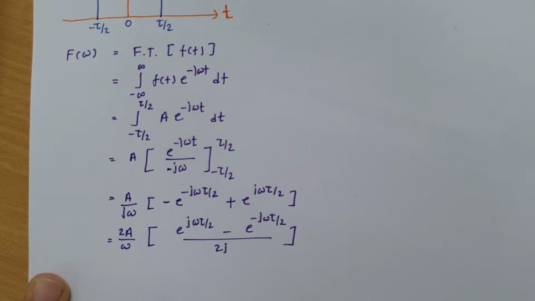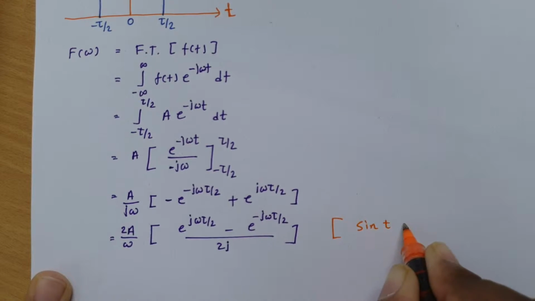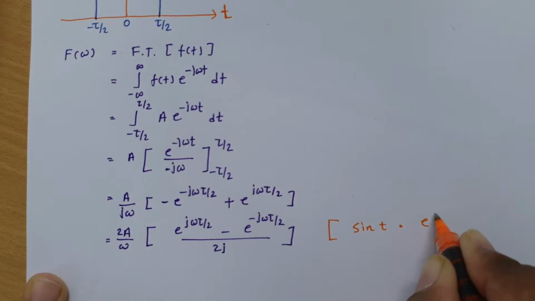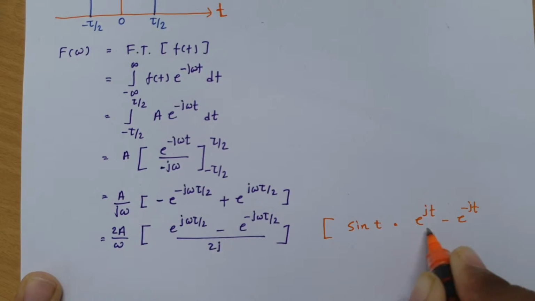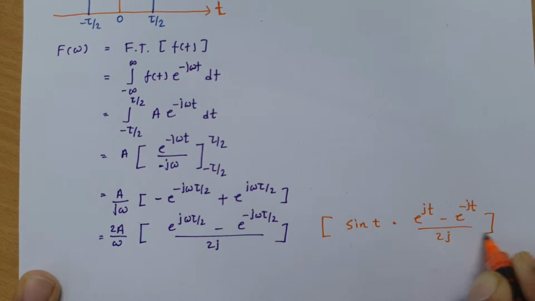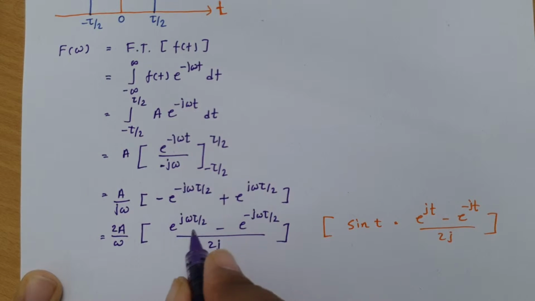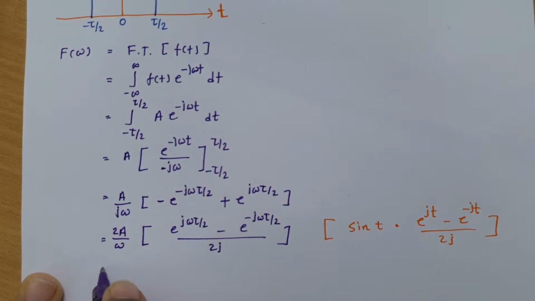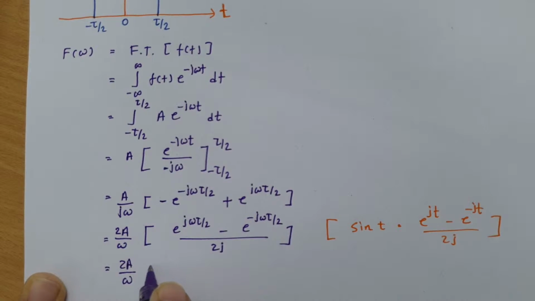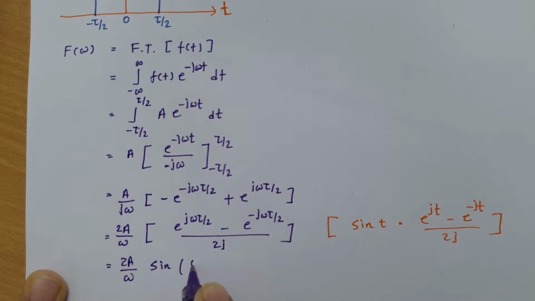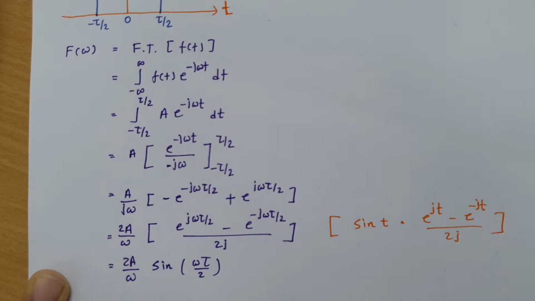So instead of this we can say this is sine of omega τ/2. See, basic formula of sine function, that is sine t is equal to e to the power jt minus e to the power minus jt divided by 2j. So as per this basic formula, we can say this is sine omega τ/2. So 2a by omega into sine of omega τ/2. So this is how we can simplify this.